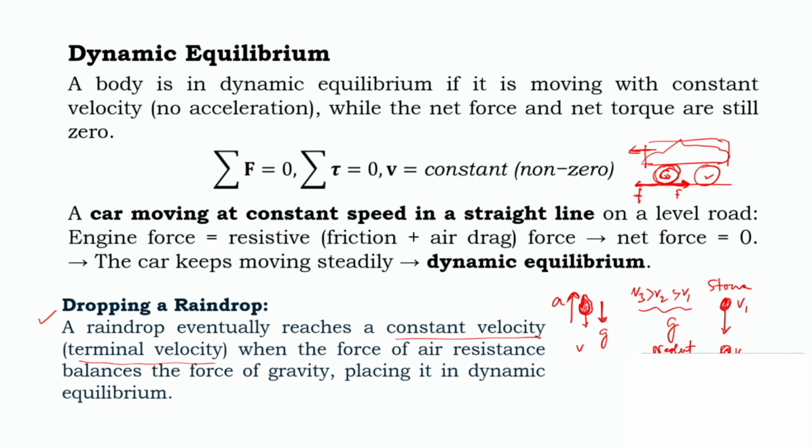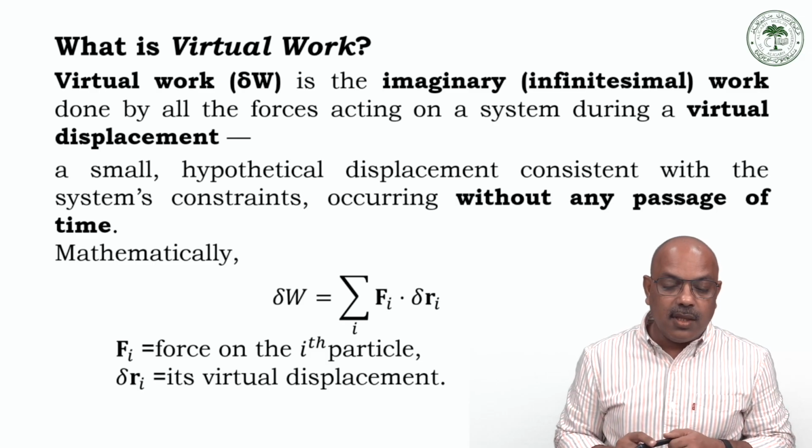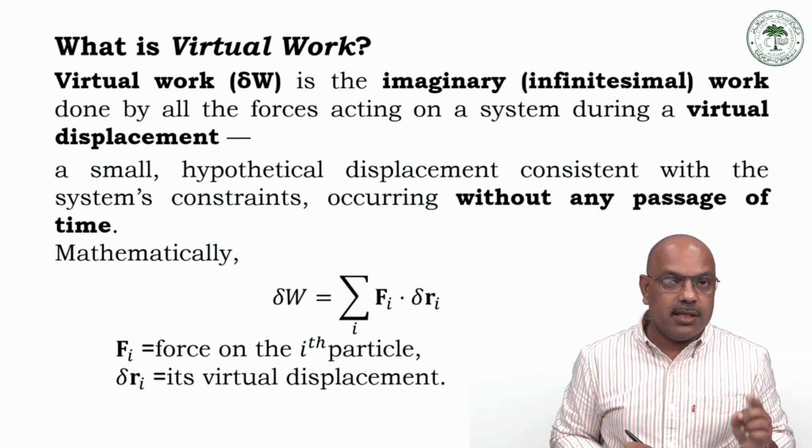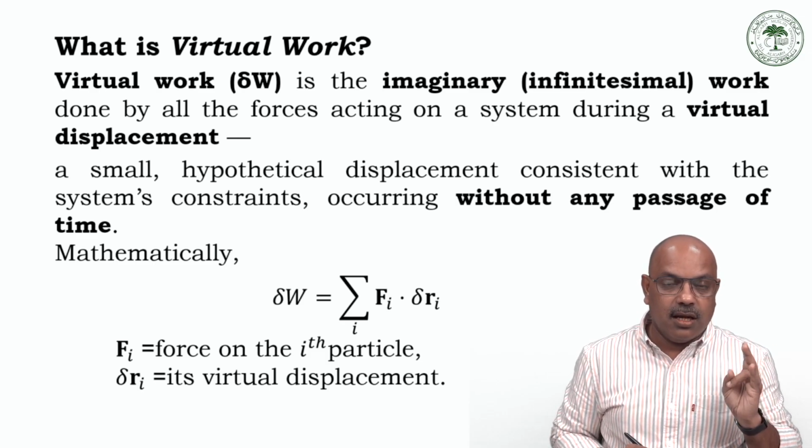So once it attains the terminal velocity, it is falling with this constant terminal velocity. Okay, so in dynamic equilibrium, the system is in motion, but the acceleration is zero. So we have equilibrium, static and dynamic, and then virtual work.